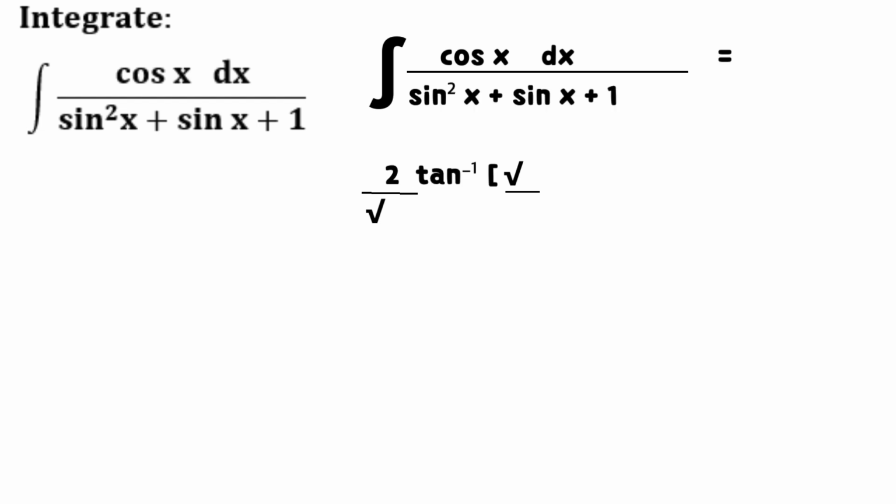Therefore, the integration of cosine x divided by the sum of the square of sine x and sine x plus 1 equals the product of 2 divided by the square root of 3 and tan inverse of the square root of 3 divided by 3 times the sum of 2 times sine x and 1, plus c, the constant term of integration.